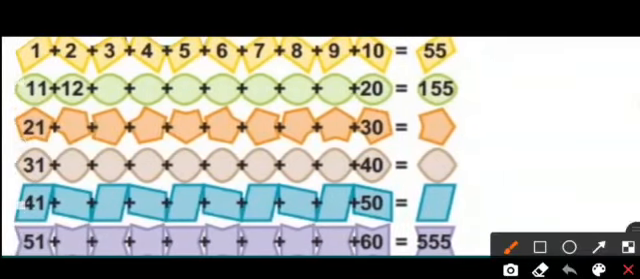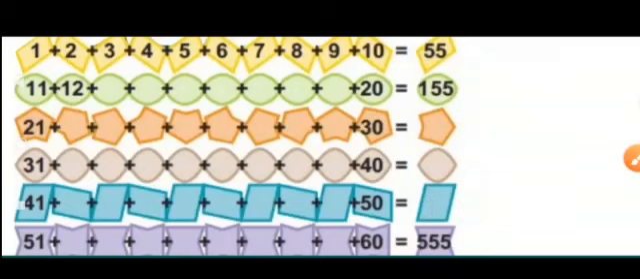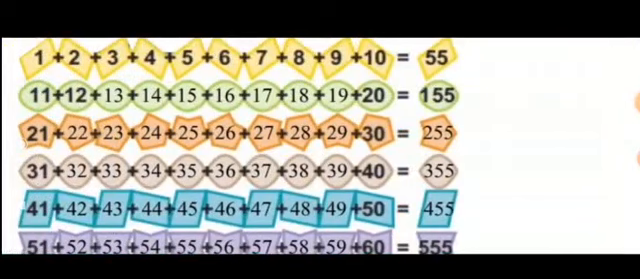Here 255. Then add 100 to 255, we get 355. Next step 455. Next is 555. Then next is 655. Like this you can complete this pattern without adding the numbers that are given on the left hand side. So the answers of this pattern are like this. You can check your answer.